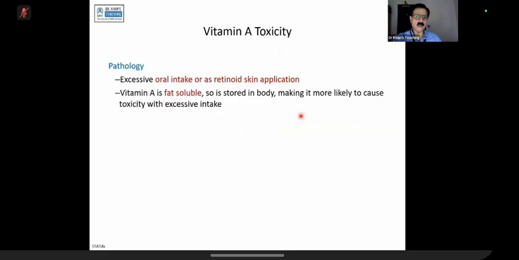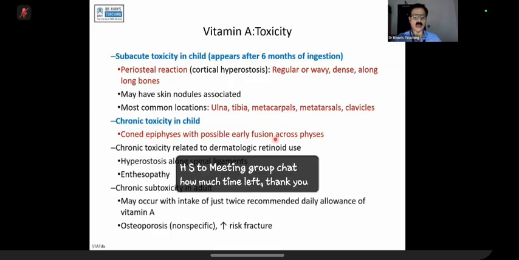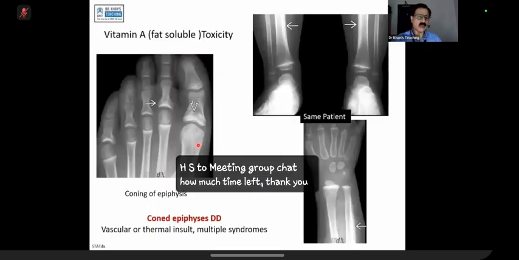Now, vitamin A toxicity, what happens is it's a fat soluble vitamin. We can eat it, and usually, the dose, and so periosteal reaction, regular or wavy, dense along long bones. There is another finding which is a very unique finding, and I am going to show you an example, because if somebody shows you in the exam, it's a very unique finding, and you should know: coned epiphysis with possible early fusion across physis.